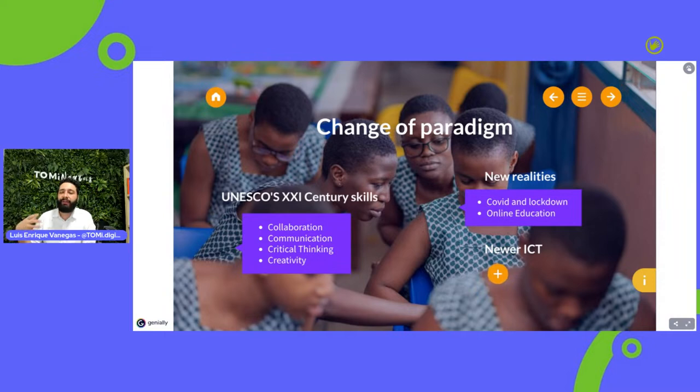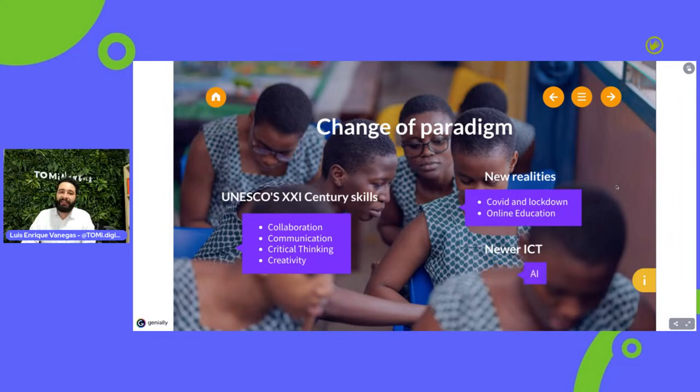Also, we have different situations, political issues going on around the world that are definitely changing the way we look at the future, the way we see the future, and the way we analyze the future in terms of what we need to make our future better. What do we need to make the world a better place for our children, for our students, for everybody?